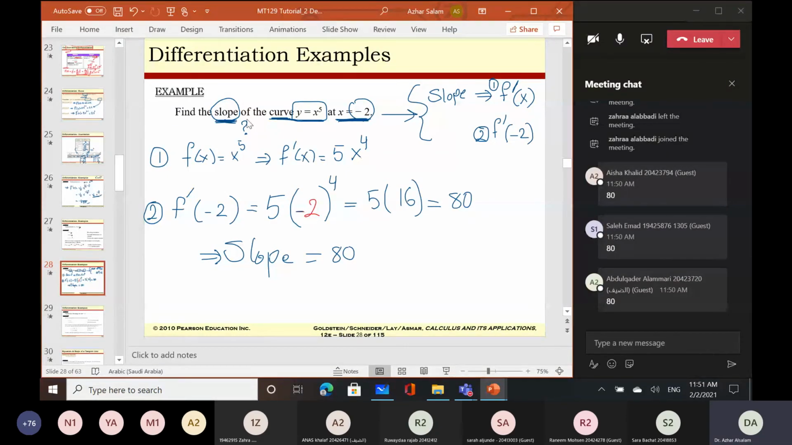So if the question was finding a slope for a curve, the slope meaning the derivative, the first step is to find the derivative, and if they give me a certain point, I substitute in the derivative by this point. First find the derivative, then substitute in the derivative with the given point.